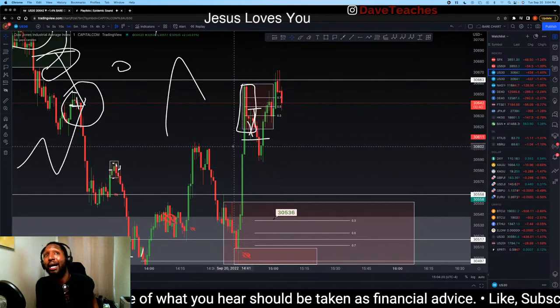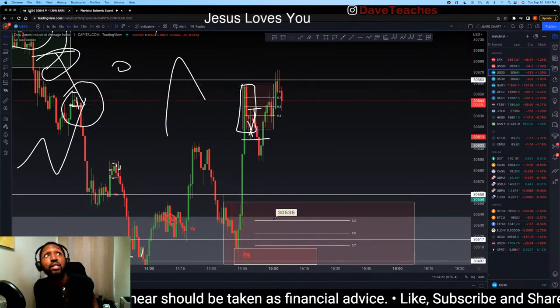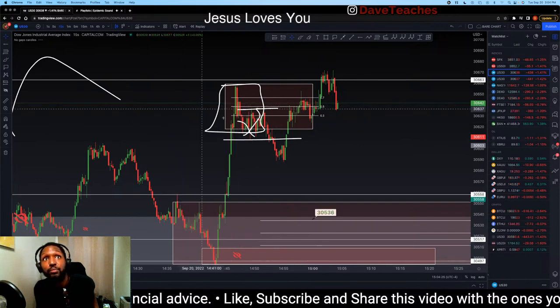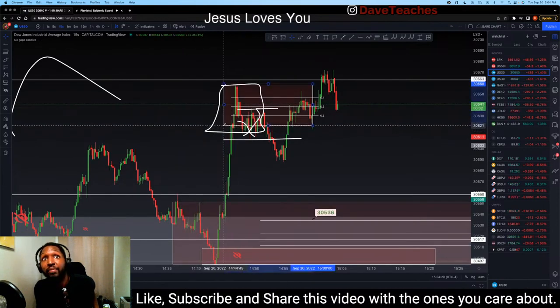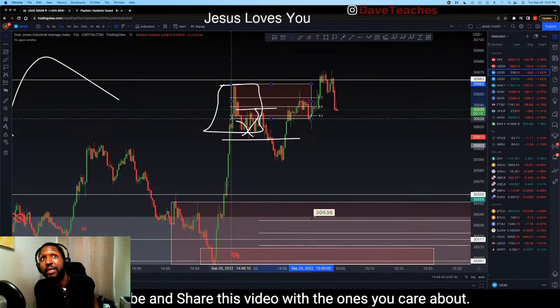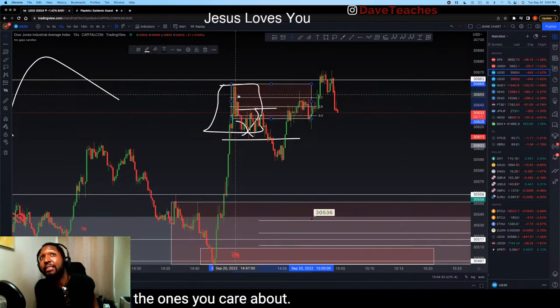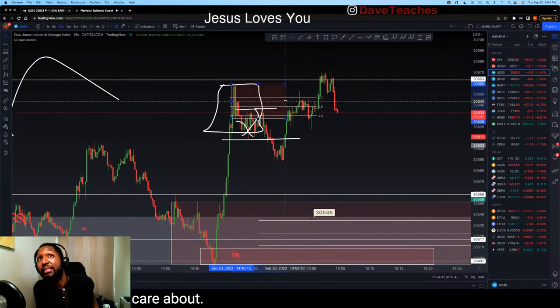Now, granted, as large as this candle is, right here, there's a hidden S&D present here. You see this large candle? Hidden S&D in here. So what do we usually get with hidden S&Ds?